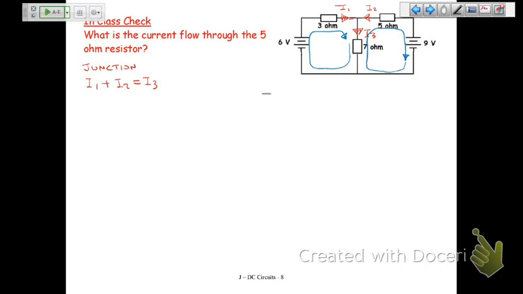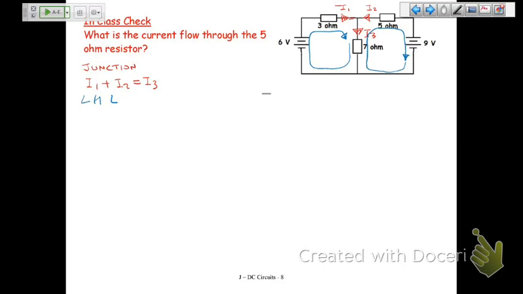It's going to be the same direction always on both sides? I'm going to do it that way. You don't have to, but I would recommend you do. Okay, so then we'll look at the left-hand loop.